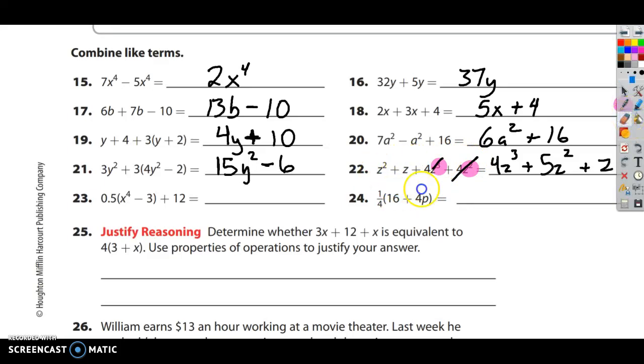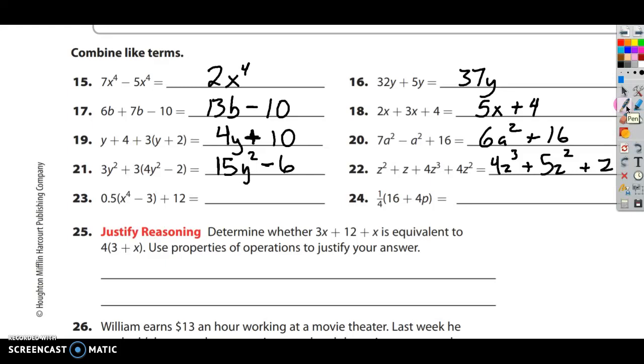4z to the third power plus 5z squared plus just a regular old z. Starting to get kind of complicated, aren't they? All right, number 23. This one's kind of brutal. That's okay. Be happy to help you.